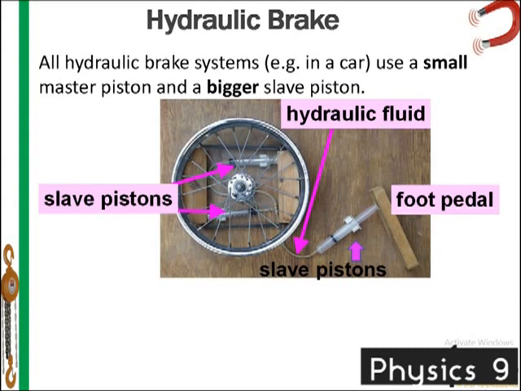How would this work? Well, in a car, the hydraulic system uses a small, what we call master piston, and it uses a bigger slave piston. Now, we're going to have a look at each of these in turn, but if you look at the diagrams, they're labeled to show you the different pistons.